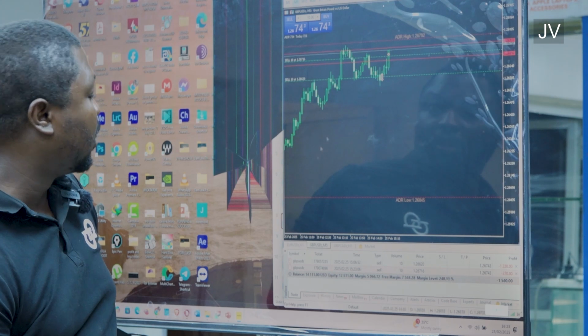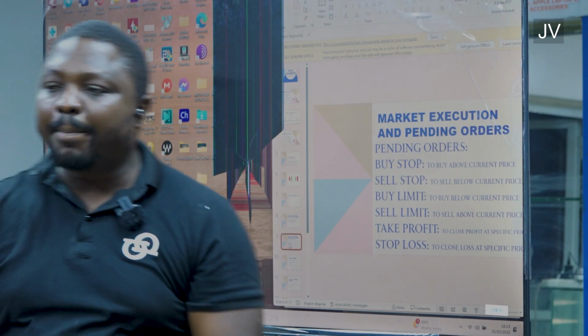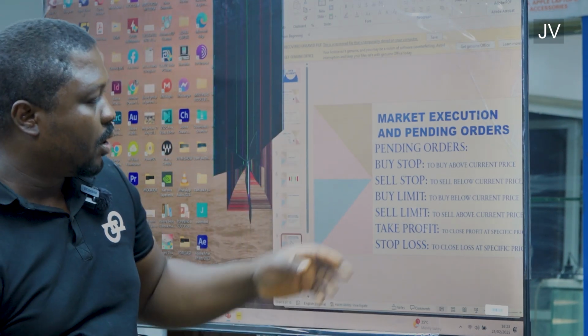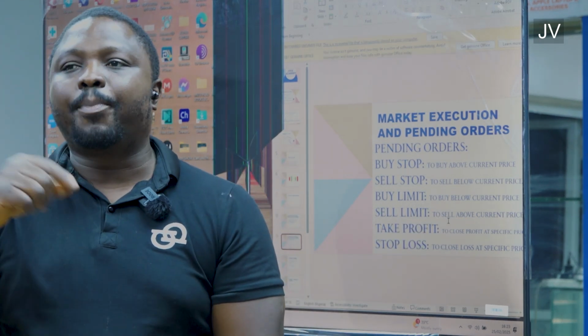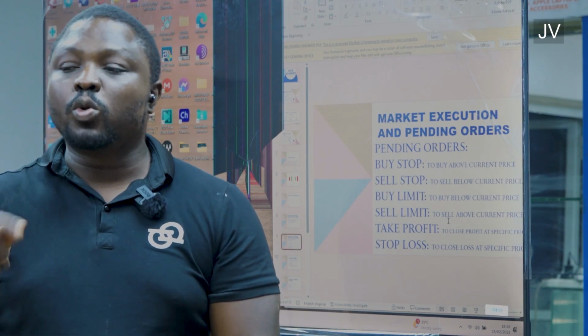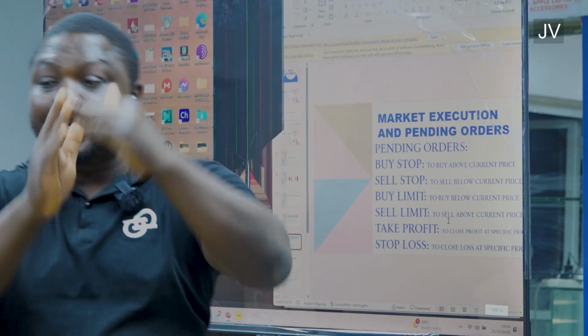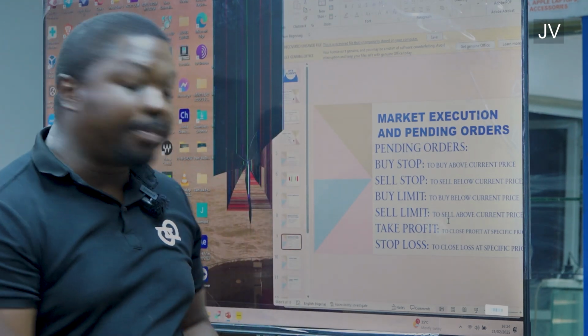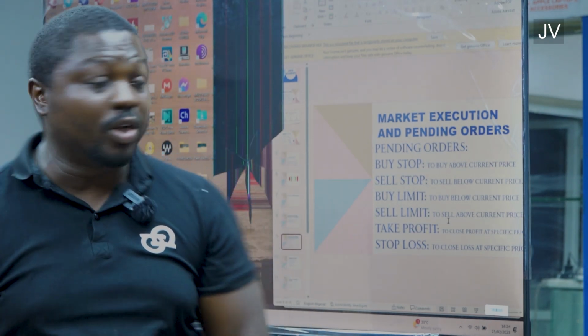Now let's move on to the next one. Market execution and pending orders. Now, there are pending orders in the market. If you don't want to sell now, and you are waiting for the market to go up before you sell, you put a sell limit. This sell limit is to sell above the current price. Now it's at 1.2000, you want to go to 2.0350. You may put it at the top, hoping that price will go there and touch it. But sometimes price will not touch it, and that is just how it is, before it goes in your favor.